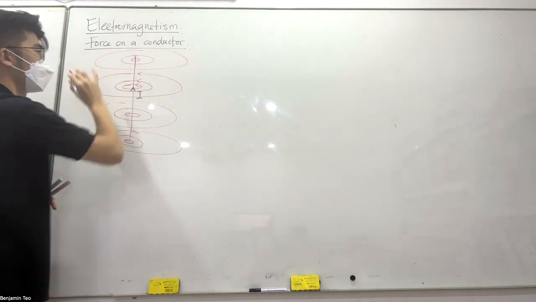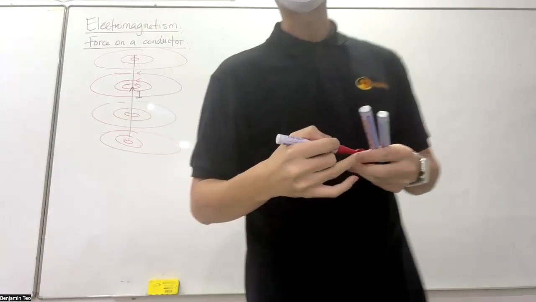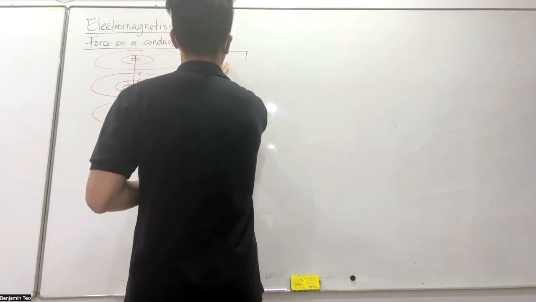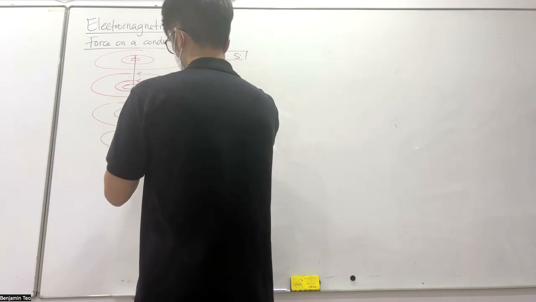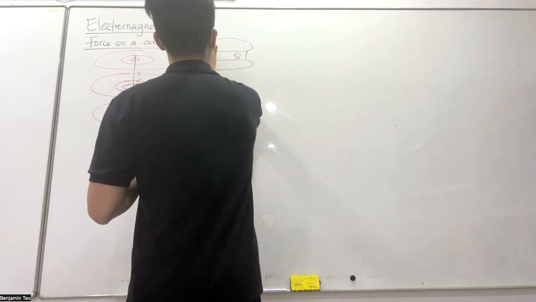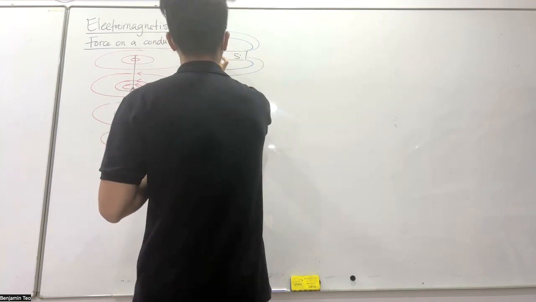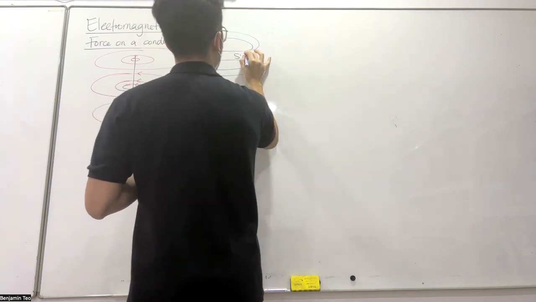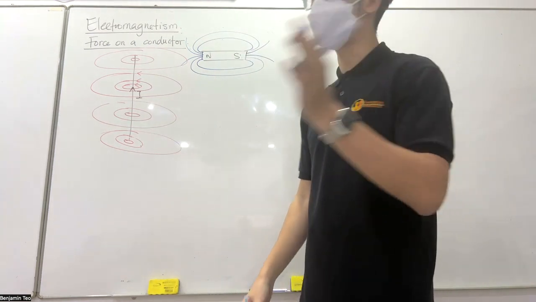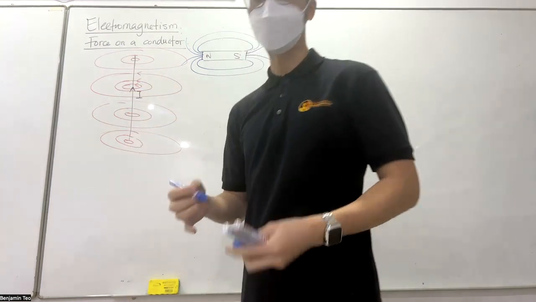Now, how is the magnetic field of a current different from the magnetic field of a magnet? If I take a bar magnet, the magnetic field of a bar magnet is permanent. You cannot switch it off. It is permanent. It is always there. The current's magnetic field you can switch off. If you turn off the current, then you turn off the magnetic field.